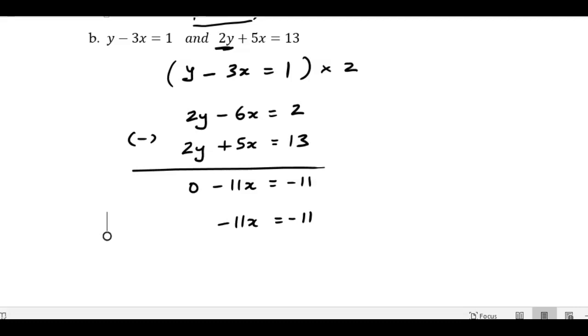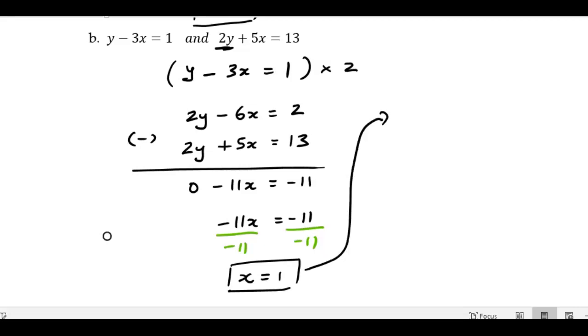The quickest way to find the value for x is divide both sides by minus 11. Dividing both sides by minus 11 gives us the solution for x is equal to a positive 1. Now we can decide to substitute the value for x in either of the two equations. Totally up to us.